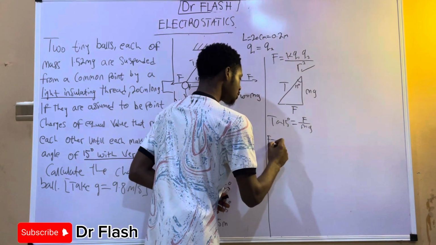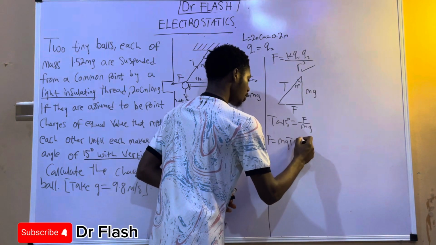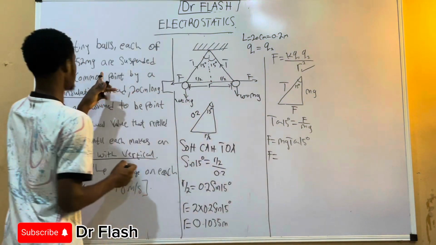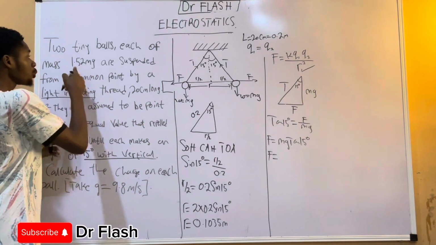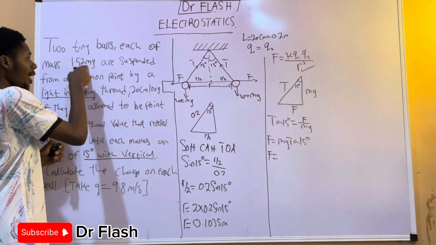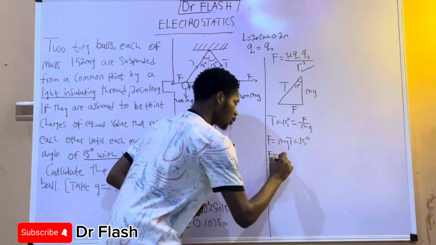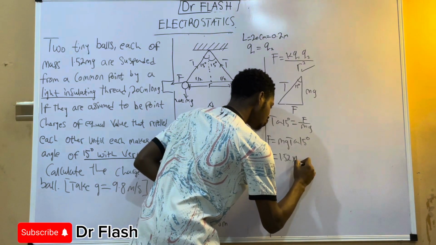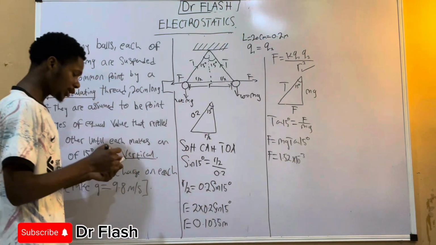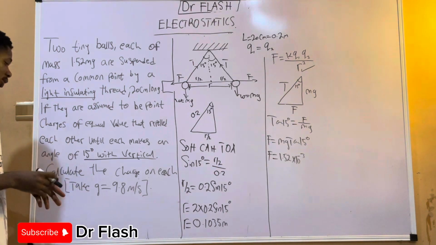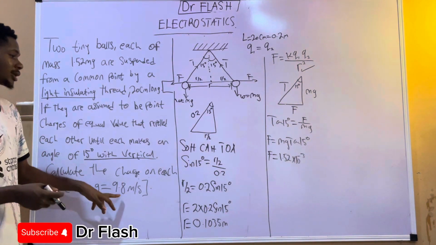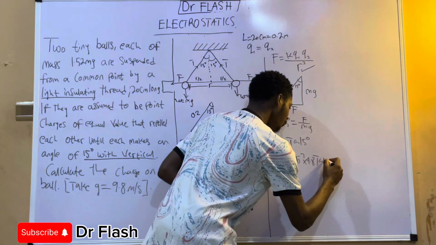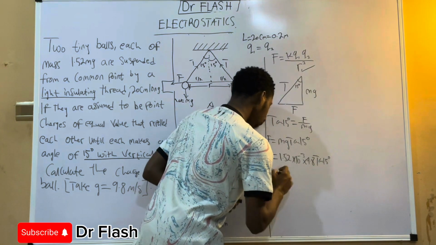So from here, F is equal to mg tan of 15 degrees. And then m was given as 1.5 milligrams. Remember to put it in grams, because we are having milli here, and milli is 10 to the power of minus 3. So we're going to have 1.52 times 10 to the power of minus 3. And then the value of gravity. Take note, the value of gravity varies from around 9.8 to 10, so make sure you are using the one given in the question. In this case, 9.8. So I'm going to have times 9.8 tan of 15 degrees. From there we're going to have the value of F.